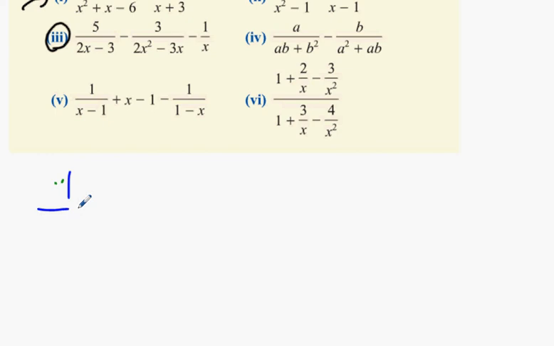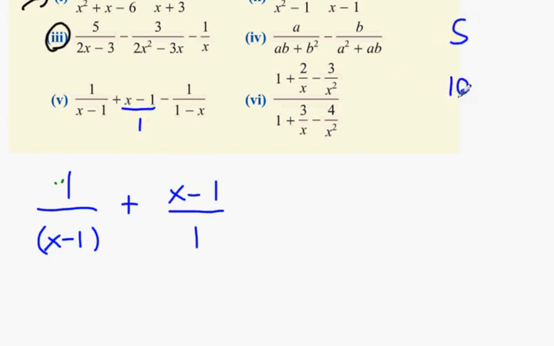Look at this. 1 over x minus 1 plus x minus 1 all over 1. Do you see what I did there? Any number, like 5, 10, 15, can all be written as 5 over 1, 10 over 1, 15 over 1, if you want. The whole point is you don't really even need to put the 1 there. It just doesn't even need to be there, okay?